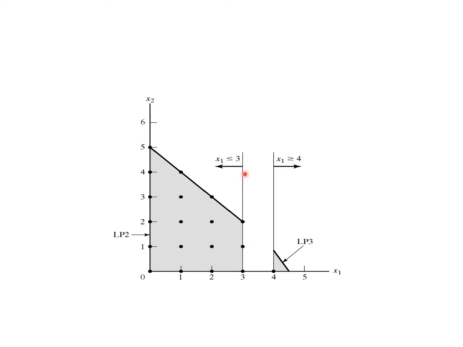Here's one problem I solve with x1 less than 3, and another problem I solve by adding the constraint x1 larger than 4, and then I solve these two problems. I continue branching on one of these decision variables until I get a solution where it is integer. That's, in a nutshell, the branch and bound technique. Let's see the details of it next.